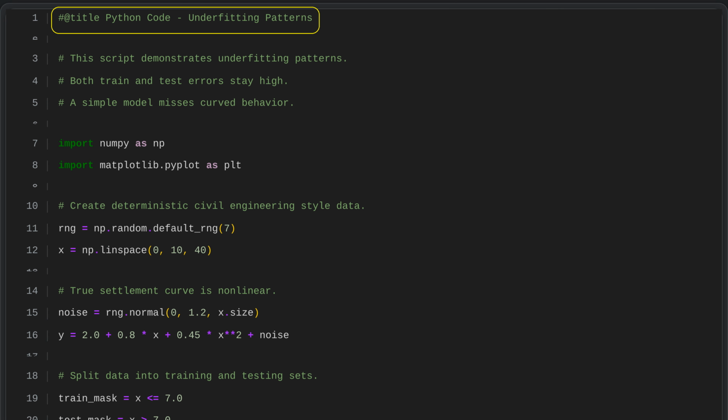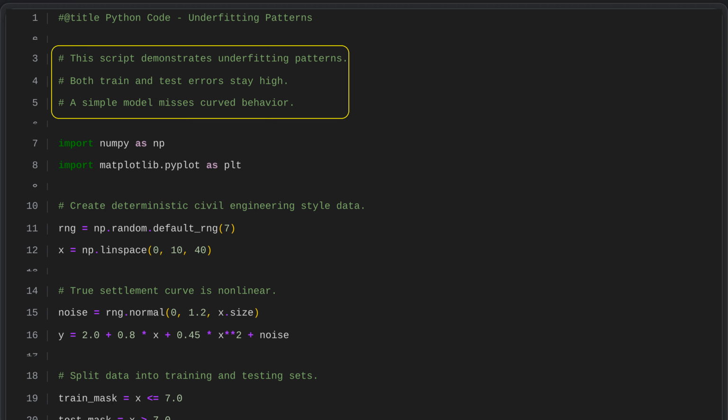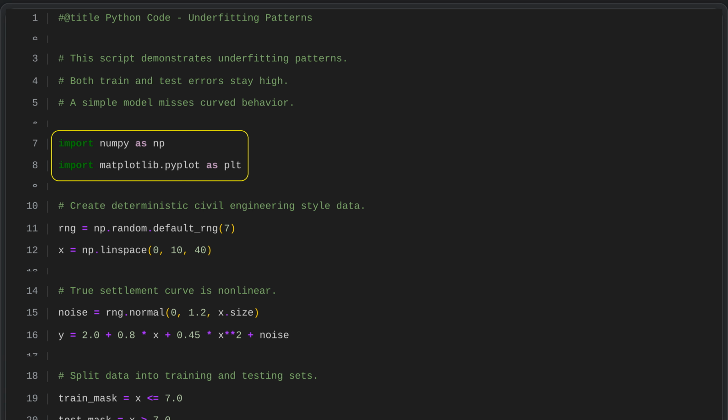Python code, underfitting patterns. This script shows underfitting, where both training and test errors remain high because the model is too simple to capture the curved pattern in the data. We import NumPy to handle arrays and numerical calculations efficiently. We also import Matplotlib's plotting tools to visualize data and model predictions, helping us assess performance.